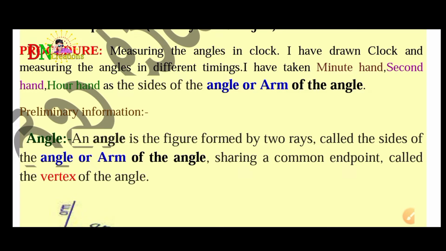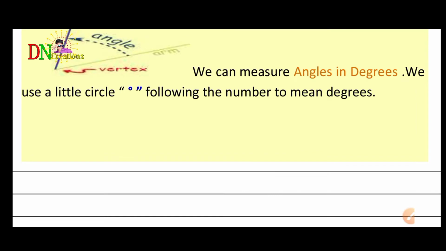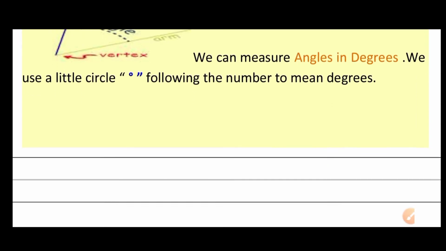Preliminary information, angle. An angle is the figure formed by two rays, called the sides of the angle or arms of the angle, sharing a common endpoint, called the vertex of the angle. We can measure angles in degrees. We use a little circle, degree, following the number to mean degrees.